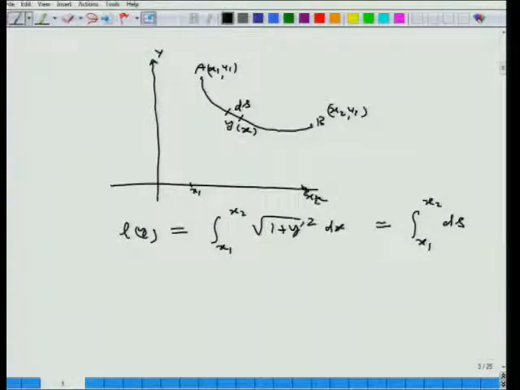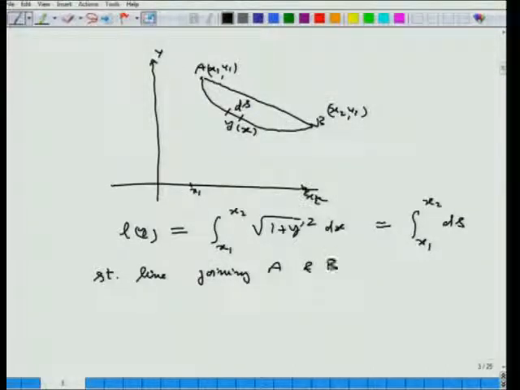Now, the problem of calculus of variations in relation to this is to find the curve such that the length is least. We know the answer is that the straight line joining these 2 points will have the least length. A straight line joining A and B has least length. But how do we prove it mathematically? Again, it is a problem of calculus of variations.